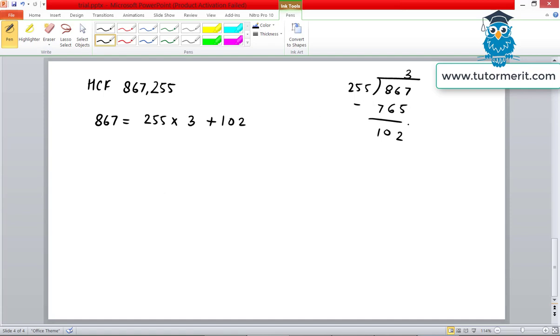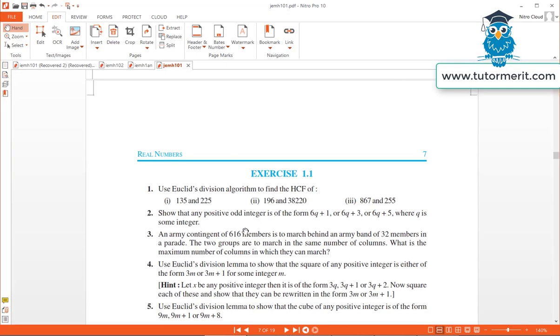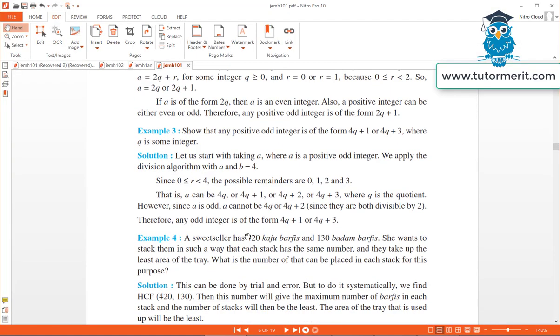Now, if you remember, I will take this here. So I have to express 255 in terms of 102. And this is 2. Now I have to express 102 in terms of 51, and I know it is equal to this plus 0. So 51 will be my HCF. So this is actually very simple, and you should be able to do all your problems here.